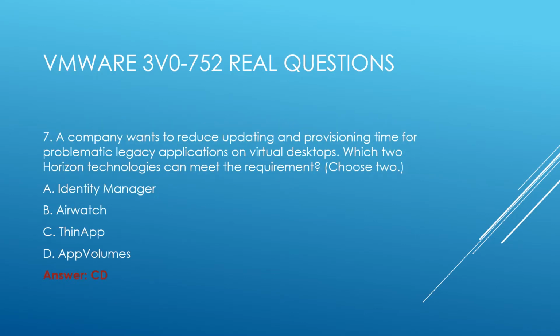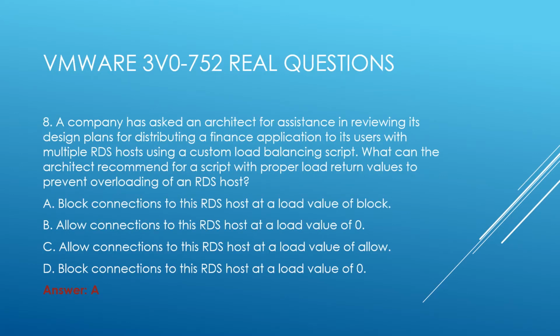D. 7. A company wants to reduce updating and provisioning time for problematic legacy applications on virtual desktops. Which two Horizon technologies can meet the requirement? Choose two. A. Identity Manager. B. AirWatch. C. ThinApp. D. App Volumes. Answer: C, D.